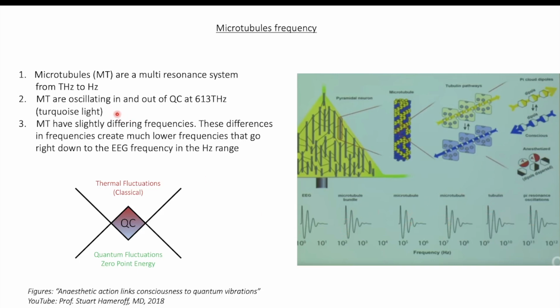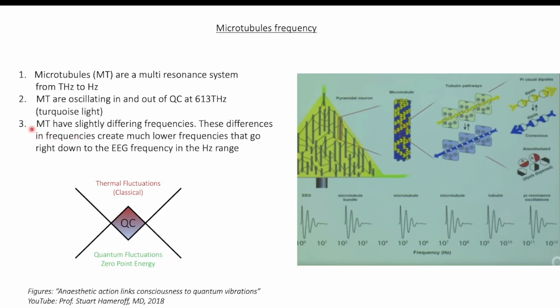And there is a significant frequency of the microtubules at 613 terahertz. That's a very important frequency, and that is by pure coincidence, one could say. Of course, it's not a coincidence, and it's in the visible light spectrum, and we have sort of the greenish turquoise light spectrum there. I will get into that just now.